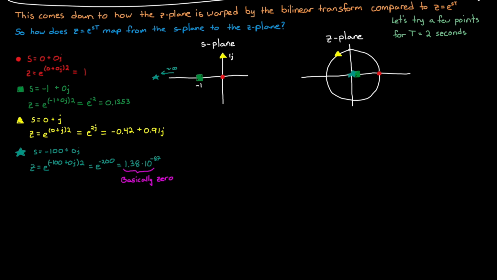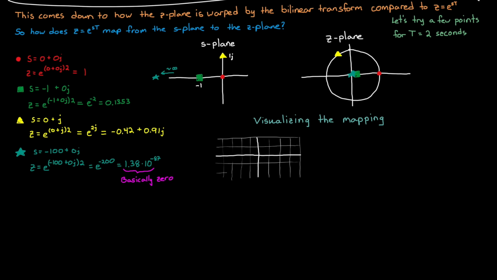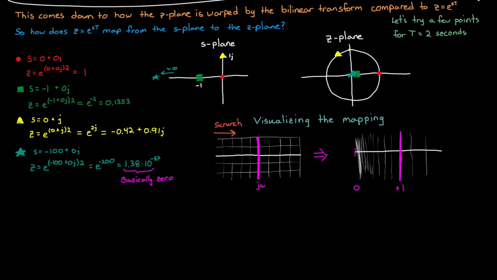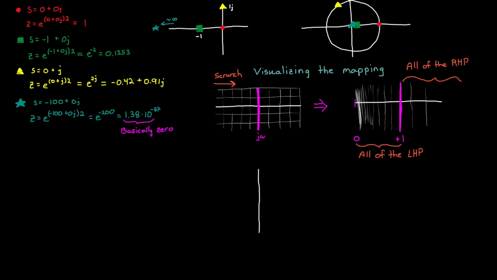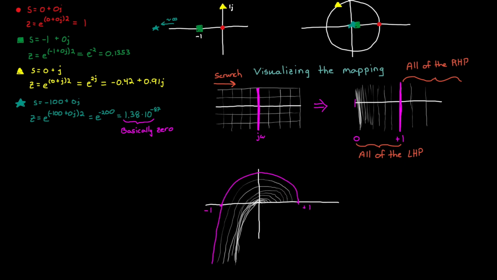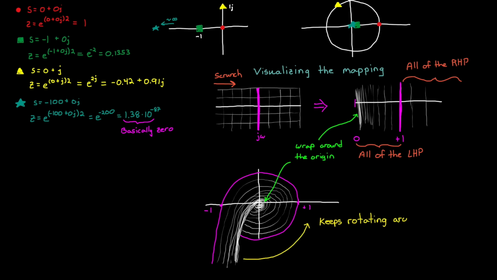Doing math is fine, but I think it helps to be able to visualize the mapping. Here's what it's doing. We start with the Cartesian grid in the s-plane. The e to the real part of s scrunches the left half plane inward to where the entire left half plane exists between the real values 0 and 1. And the right half plane extends out past 1 to infinity. The e to the imaginary part rotates this scrunched grid around the origin, and it just keeps rotating it more and more as omega increases towards infinity. In this way, the j omega line in the s-plane maps to the unit circle in the z-plane.